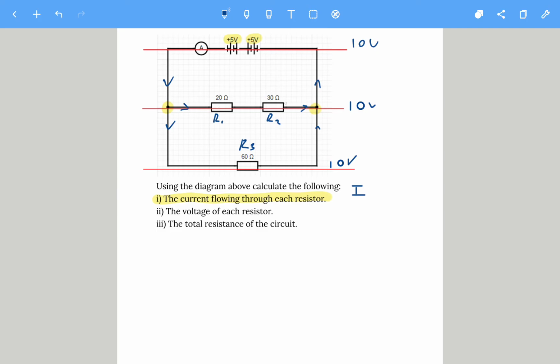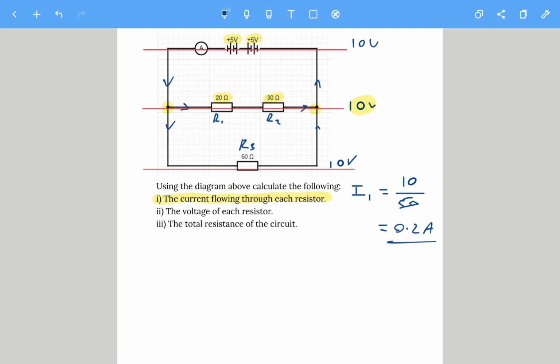So the first one, the current in 1 and 2, which will be the same because they're both in series with each other, will be the total voltage on that row, which is 10, divided by the total resistance on that row, which is 50. So the total current on that first row, current is voltage divided by resistance, 10 volts divided by 50 ohms. So that gives us 0.2 amps. So that's R1 and R2.